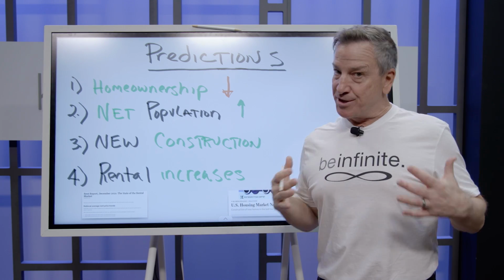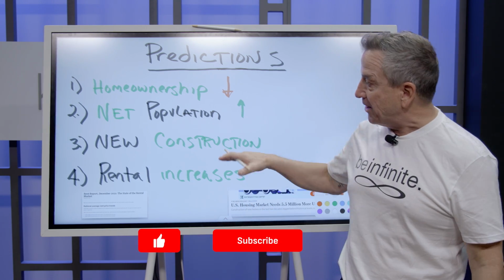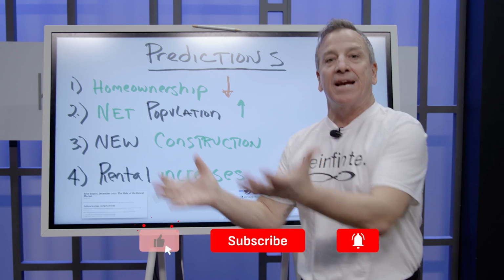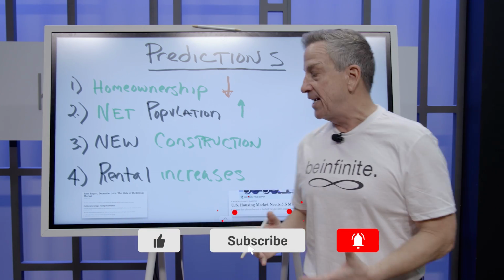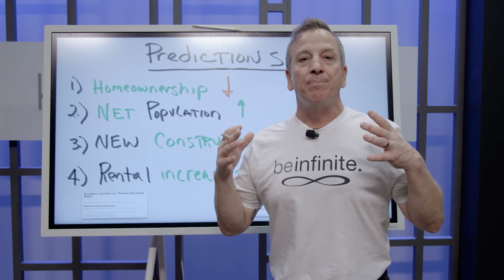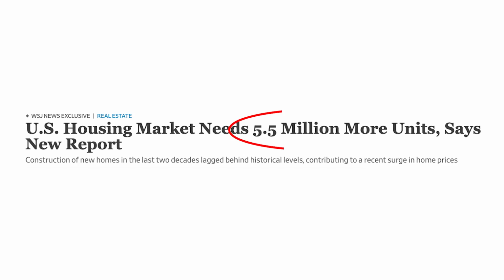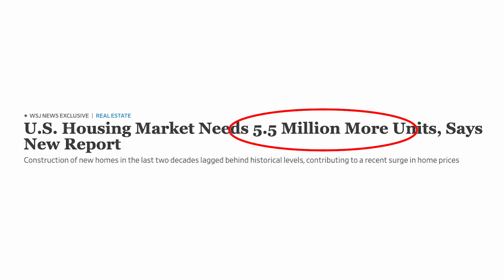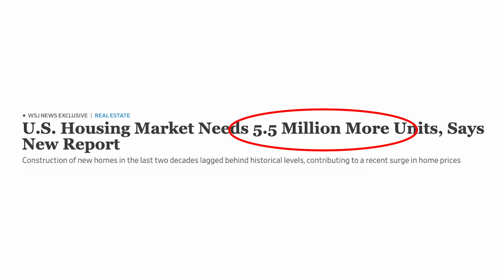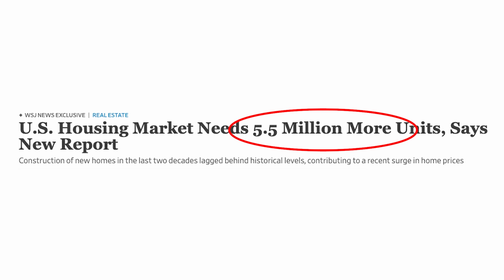The next factor is new construction. And as you guys saw, we just went through a period of very low construction, which has created the higher prices that we're seeing now. And we're going to see even lower construction because of all the cost and supply chain issues that we have. As you guys can see, we're 5.5 million units short right now of housing that we need just to stabilize because of the last 2 decades we lagged behind.